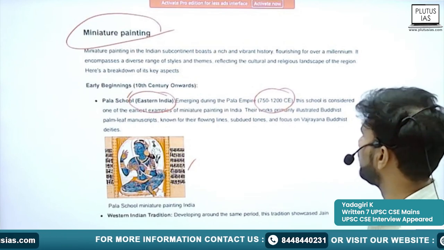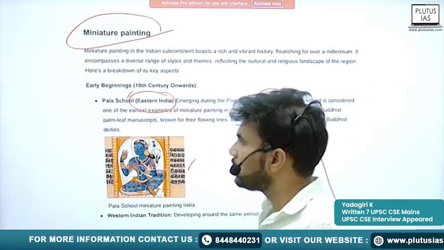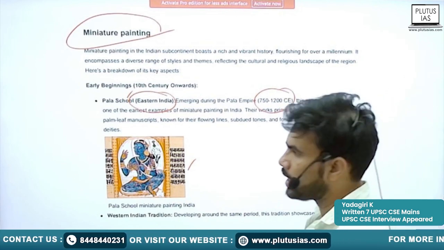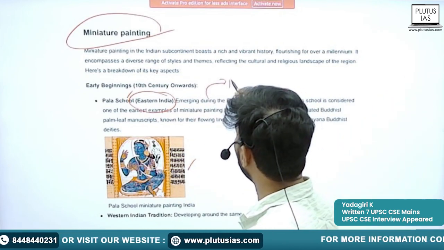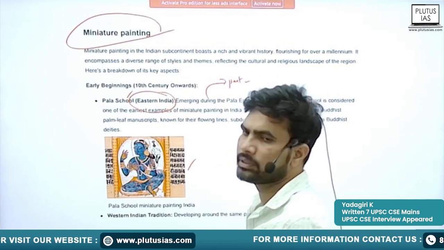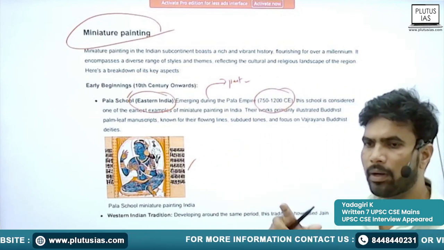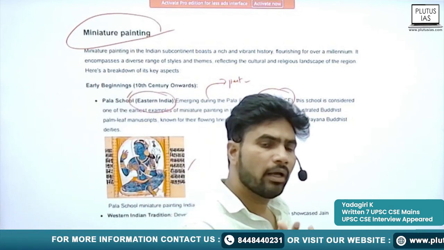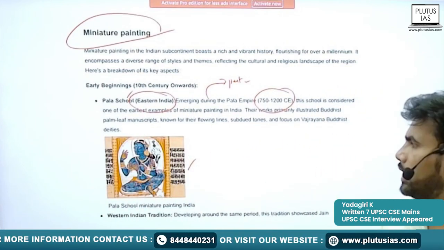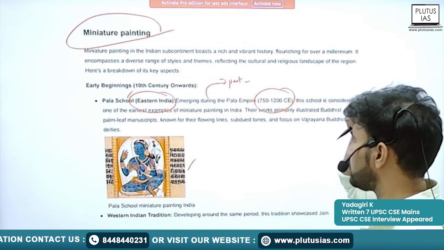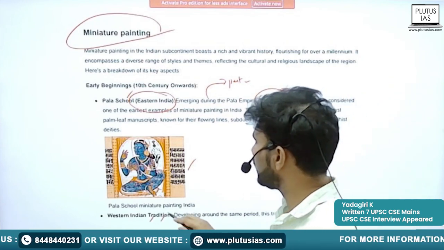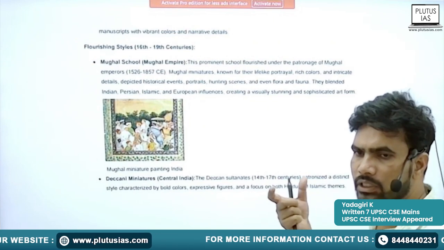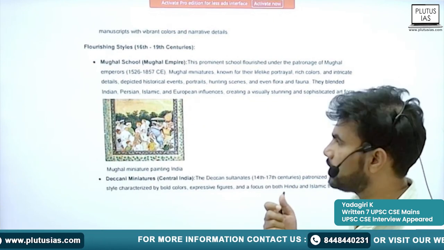The time period is 750 to 1200 AD. When it comes to the Palas, they are also known for their peculiar sculpture. We have studied that apart from the rock sculptures, they also made some bronze idols. We studied that yesterday. Apart from that, you will also see the Western Indian tradition, which majorly has Jain influence on the paintings.